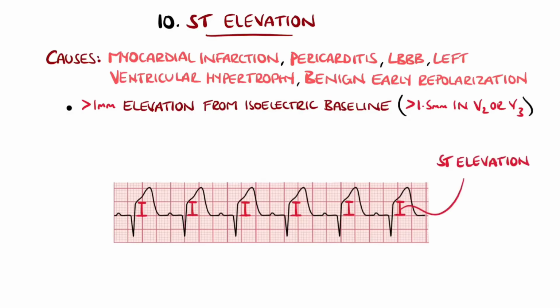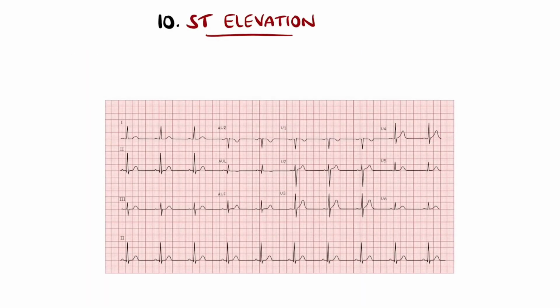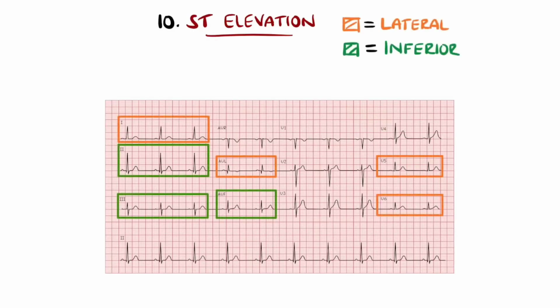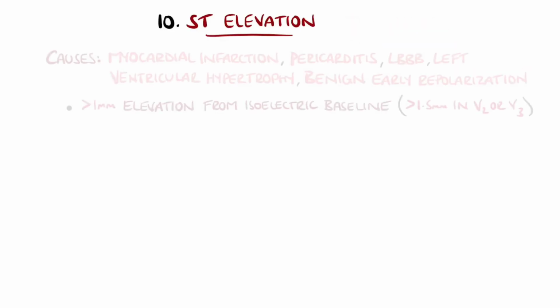Also remember that different leads represent different territories of the heart. Leads 1, AVL, V5 and V6 are lateral leads, 2, 3 and AVF are inferior, while V1 to V4 are anterior and septal. For a posterior view, additional chest leads V7 to V9 are needed.